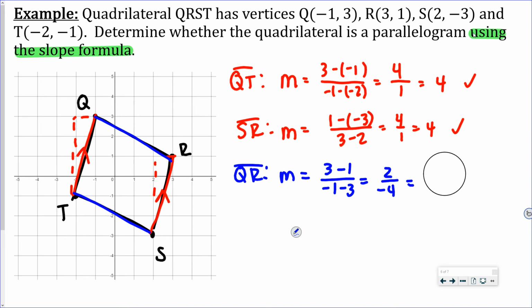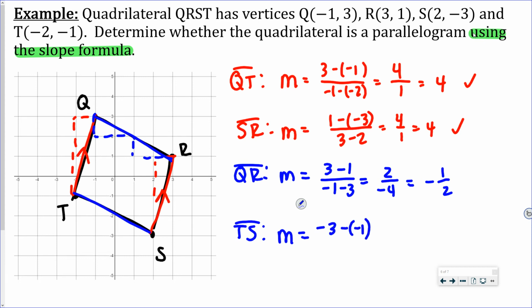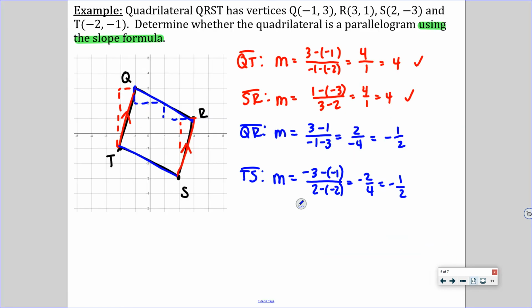Before I get a final answer here, should I be getting a positive or negative number? Negative. It's going down left to right. And I get -1/2, and that makes sense. I'm going down 1 over 2, down 1 over 2. All right, TS. I also get -1 over 2. All right. We just showed both sides are also parallel.